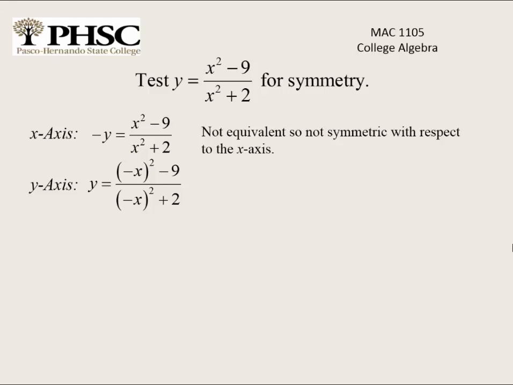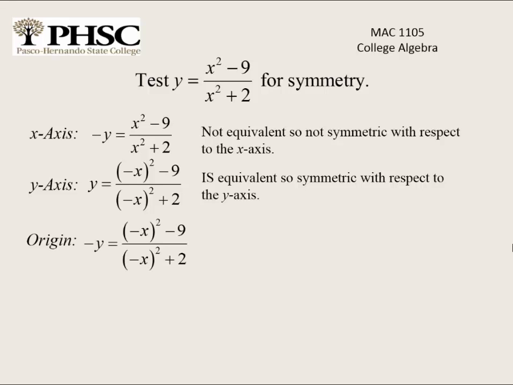The y-axis: we replace x with negative x, and we see that in fact we end up with an equivalent equation. So this is symmetric with respect to the y-axis. So x squared is equal to (negative x) squared. And then the origin: we replace y with negative y and x with negative x, but this is not equivalent, so it's not symmetric with respect to the origin.